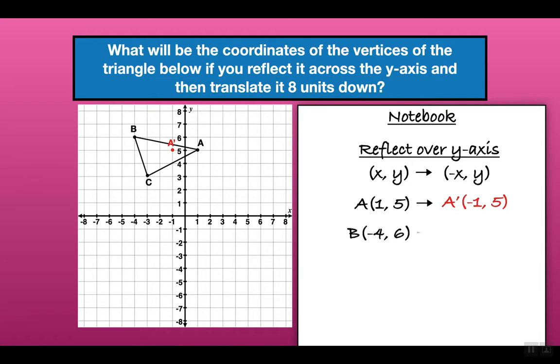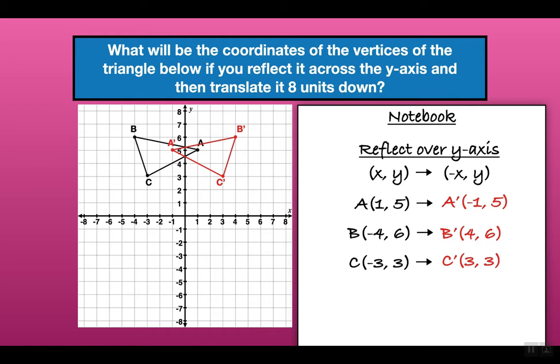For point B, the coordinates are (-4, 6). So B prime is going to become (4, 6), and I'm going to plot that on the coordinate plane. And point C is located at (-3, 3). So C prime is going to be at (3, 3). And let me plot that point. So there in red, I have my triangle after reflecting it over the y-axis.